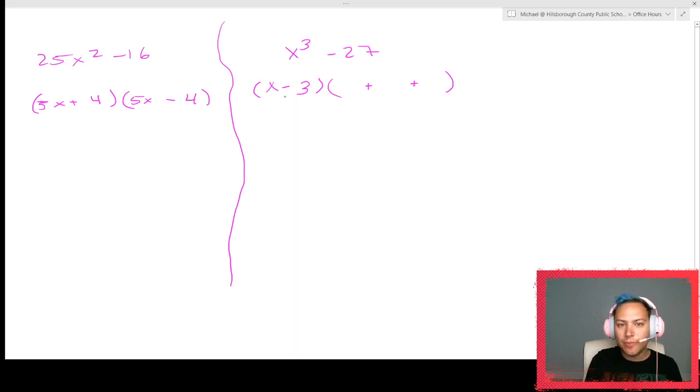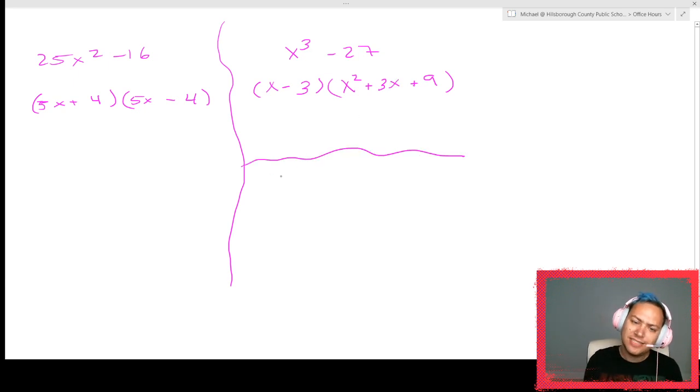Now I take these two numbers, and the first spot is going to be the first number squared. So x squared is x squared. The last spot is going to be this number squared at the end, so 3 squared is 9, so I'm going to put 9 at the end. The number in the middle is going to be the product of these two. So if you multiply x and 3 together, you get 3x, so I'll put a 3x there. And that would be my difference of two cubes.